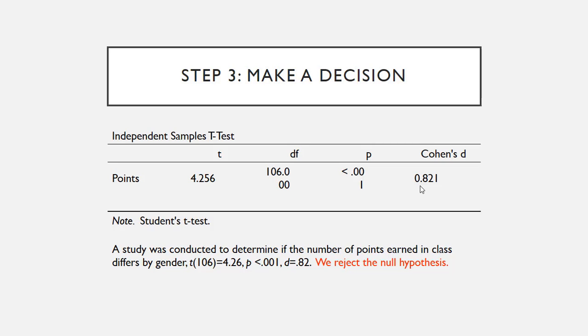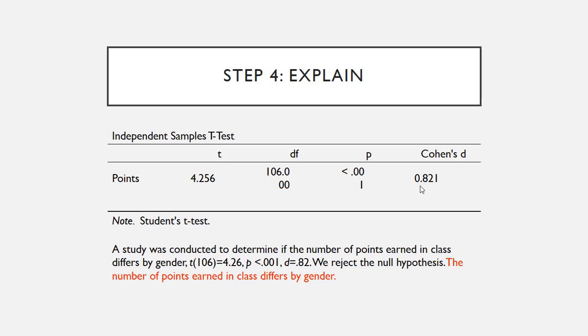Step 3, we're going to make a decision, and in this case, we reject the null hypothesis. We reject the idea that there's no difference. We say that there is a difference. We're not saying which one is higher, which one is lower, mind you. We're just saying that there's a difference because this is a two-tailed test. And the number of points earned in class differs by gender. That's the last thing we're going to explain.